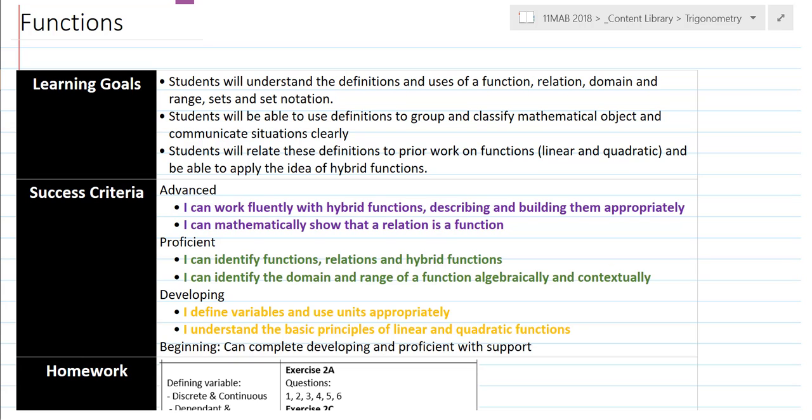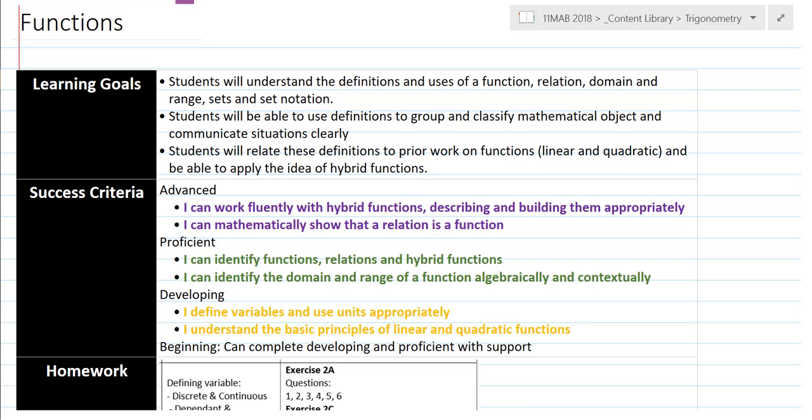You should be able to use those definitions to work with functions, to classify groups and objects, and also to communicate effectively. And you need to also relate these definitions to your work in functions previously, linear and quadratic, and in the future. So when we do cubic, periodic, exponential, logarithmic, etc. We'll also talk briefly about something called hybrid functions. And as we build functions, you'll get the picture of hybrid functions.